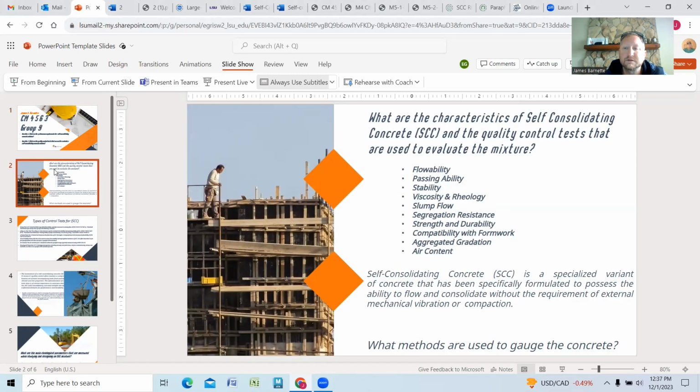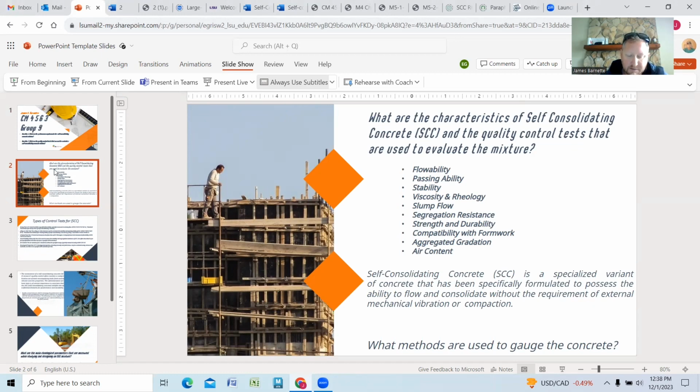So what are the characteristics of self-consolidating concrete and the quality control tests that are used to evaluate the mixture? Well, first we have flowability. To effectively fill intricate formwork, flow around reinforcement, and achieve self-leveling properties, it is imperative for self-consolidating concrete to possess a notable degree of flowability.